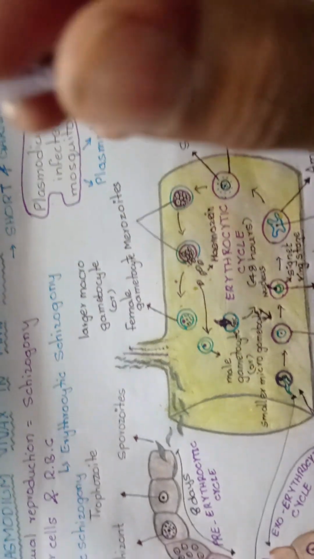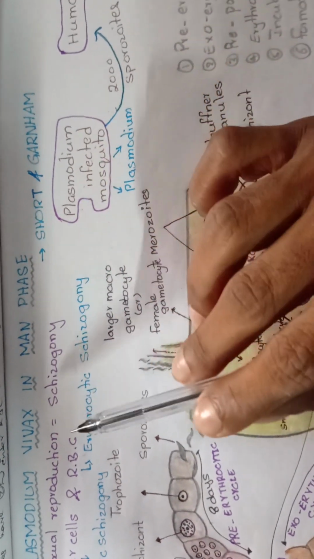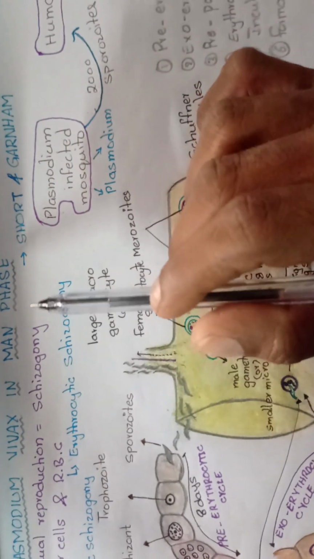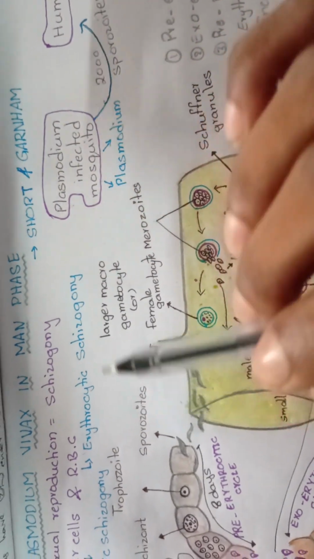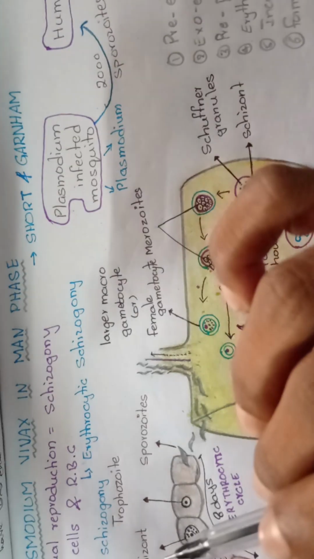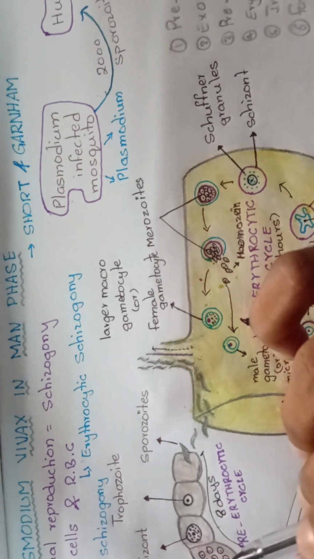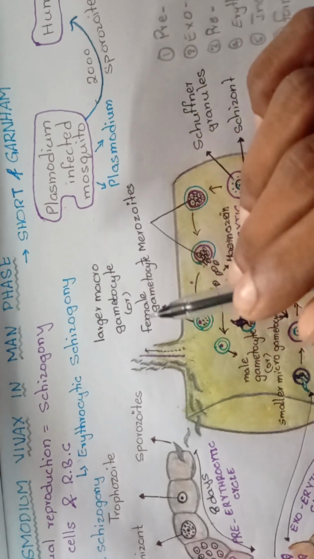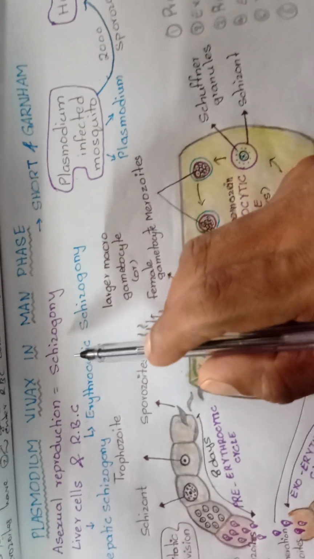Generally, Plasmodium vivax occurs in two phases, the man phase and the mosquito phase. Plasmodium vivax is a parasite which causes the disease called malaria. Now listen properly. Plasmodium undergoes the process of asexual reproduction, called schizogony.